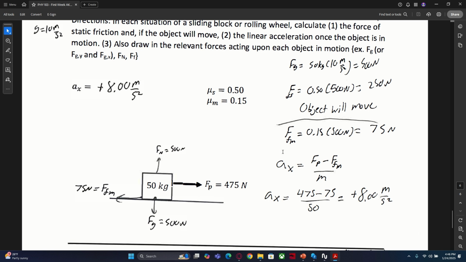Rearranging our force equals mass times acceleration equation, acceleration in the x-axis is the net force in the x-axis divided by mass. The only x forces we have are our applied force pointed to the right, so we're going to make that positive, and our force of friction in motion pointed to the left, opposing motion, so we're going to make that negative because it's pointed to the left. 475 minus 75 is 400, divided by the mass, 50 kilograms, gets us positive 8 meters per second squared. And then just write your answer up in this top corner here where AX is present.